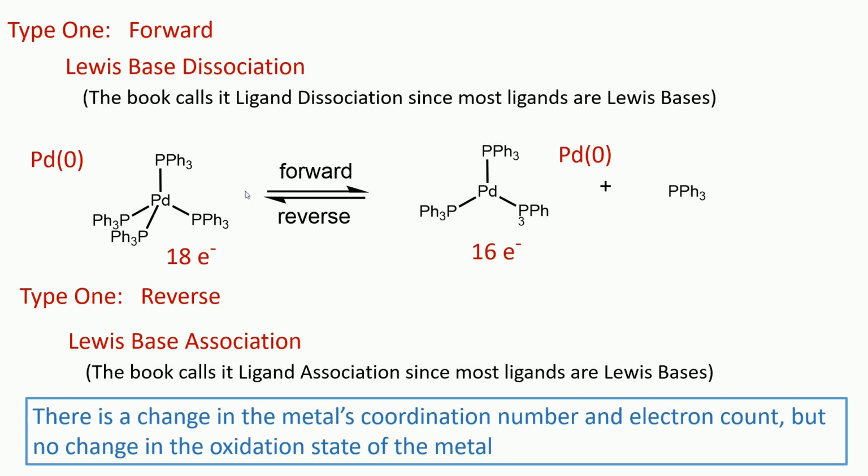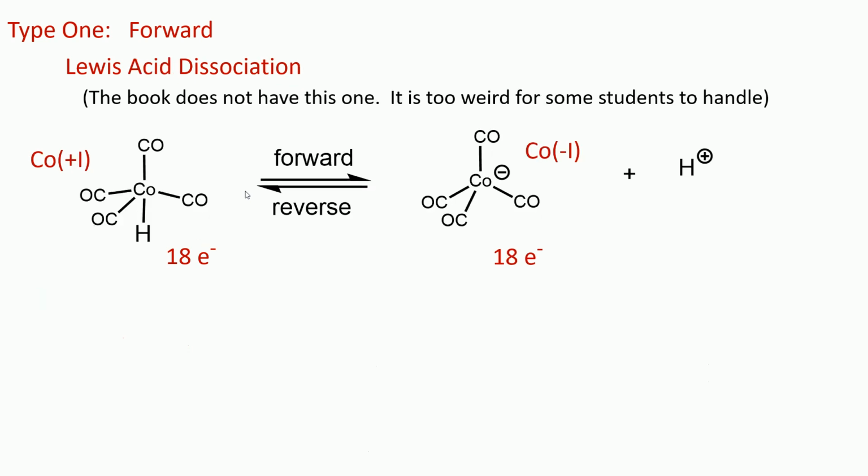The next example is very, very similar, but not in the book. Why not in the book? Because it's pretty weird and also not very common. A few ligands actually are considered Lewis acids, and one of these is the proton. If you take this anion right here, it's a cobalt in the minus 1 oxidation state. It turns out it's a good base, and it will react with a proton to give a hydride. Actually, it's not that good a base because this is a strong acid. This guy will dissociate if you put it into solution. And so this is not a Lewis base dissociation, it's a Lewis acid dissociation.